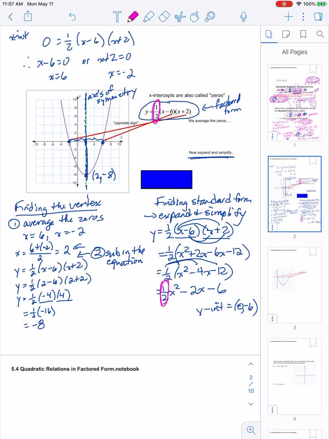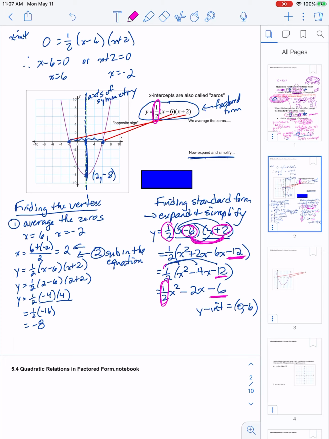And this number here, the -6, actually comes from multiplying 1/2 times -6 times +2. That's where it came from, right? Because the -12 came from doing -6 times +2. It stayed at -12 in the next line, and then it became -6 by multiplying it by a. So the y-intercept is always going to be a times r times s. No, a times minus r times minus s.